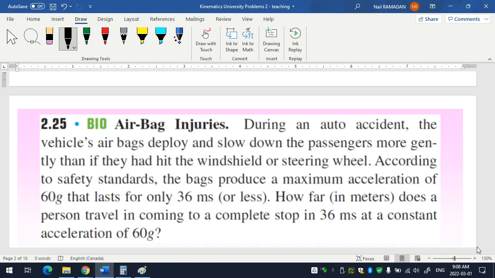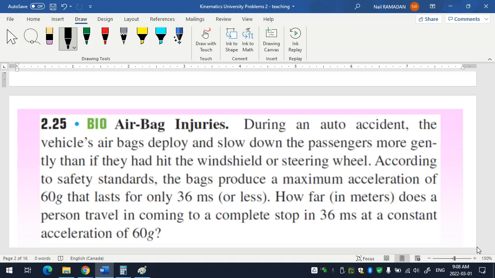Okay, another biology application. Airbag injuries. During an auto accident, are we talking about acceleration or deceleration? We should be talking about deceleration. By the way, either the deceleration of the person or the acceleration of the bag. So it depends. The vehicle's airbag deploys and slows down the passenger more gently than if they hit the windshield or steering wheel.